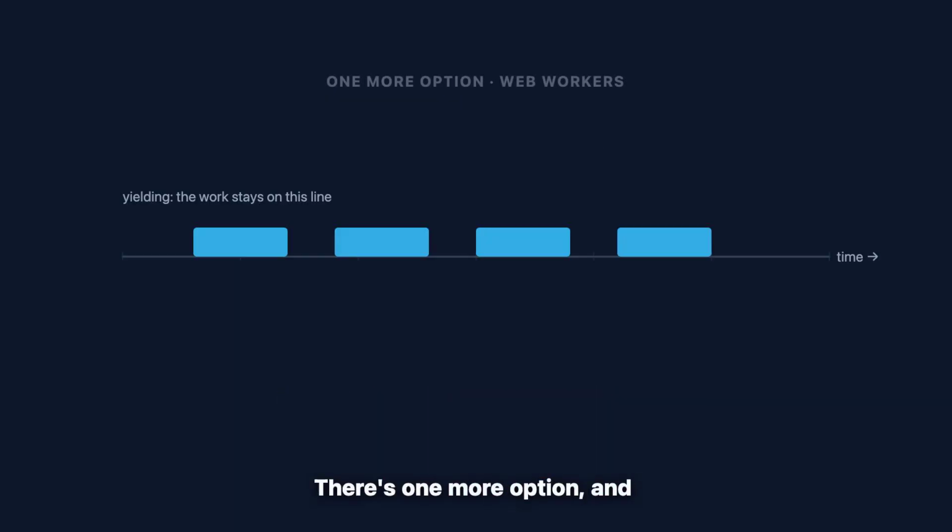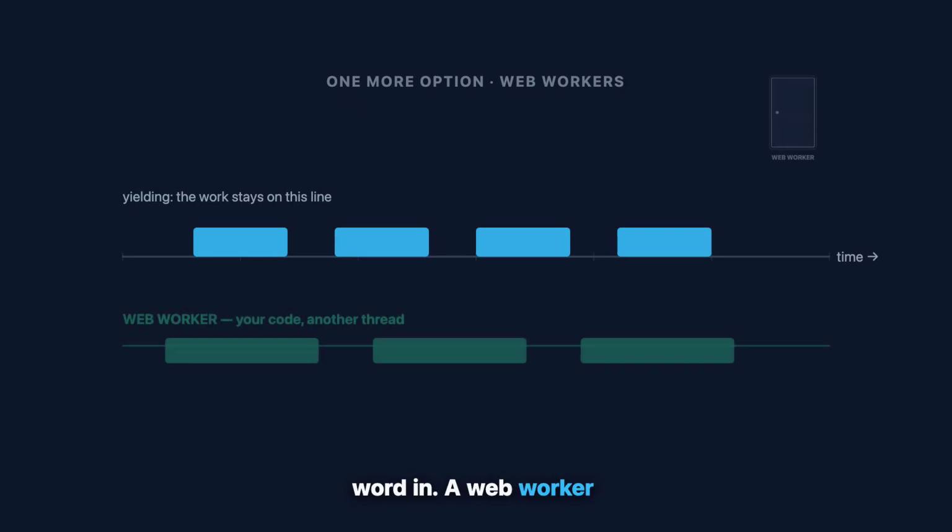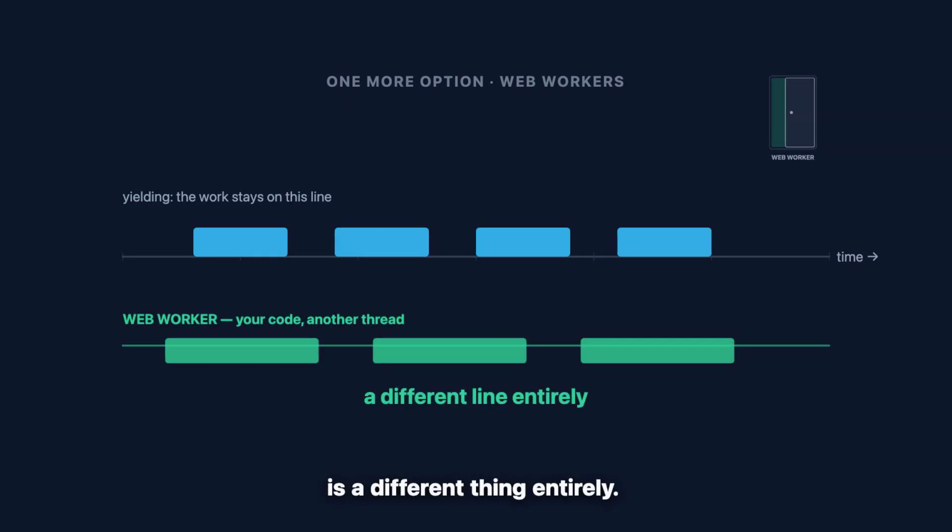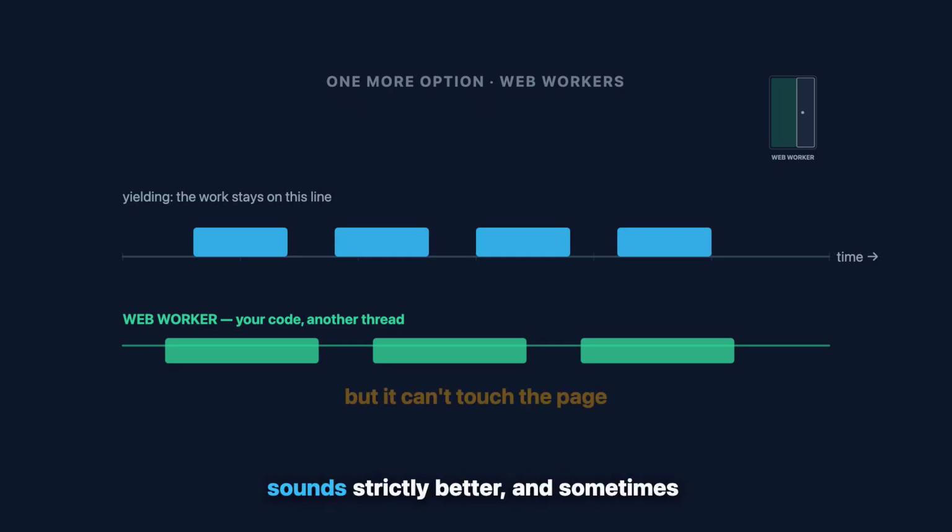There's one more option, and I want to be clear about what it is, because it often gets confused with the last one. Chunking and yielding keep the work on the main thread. We're just putting it down regularly so the browser can get a word in. A web worker is a different thing entirely. It moves the heavy computation onto a genuinely separate thread, its own line, so that work no longer occupies the main thread at all, which sounds strictly better, and sometimes it is.